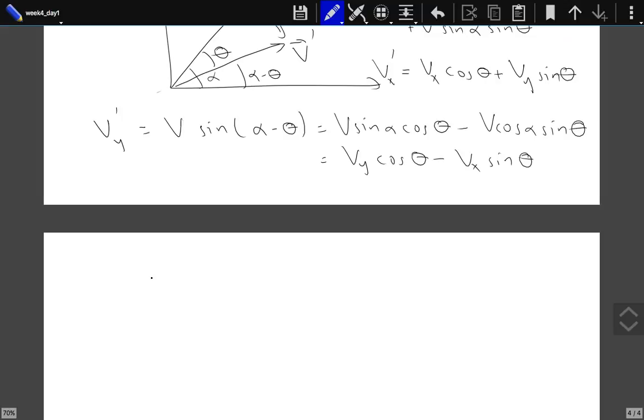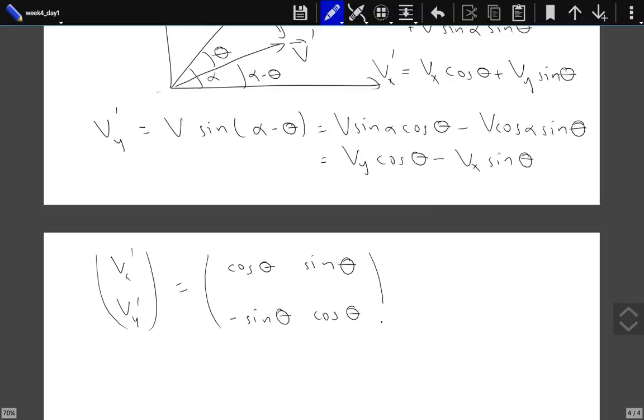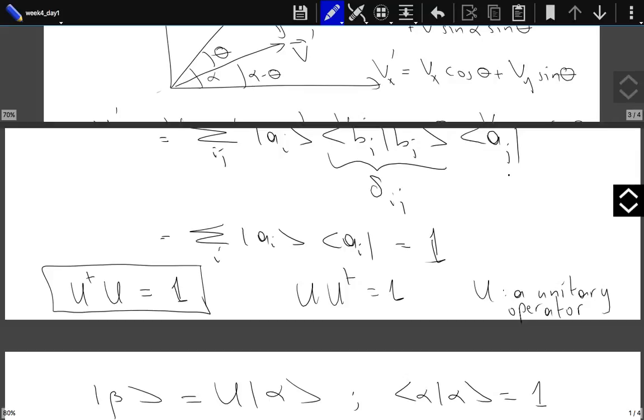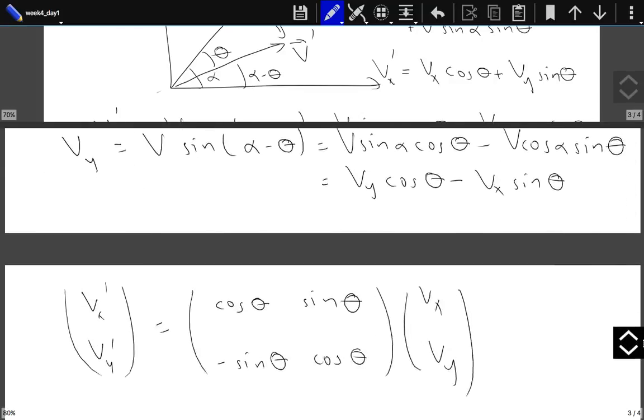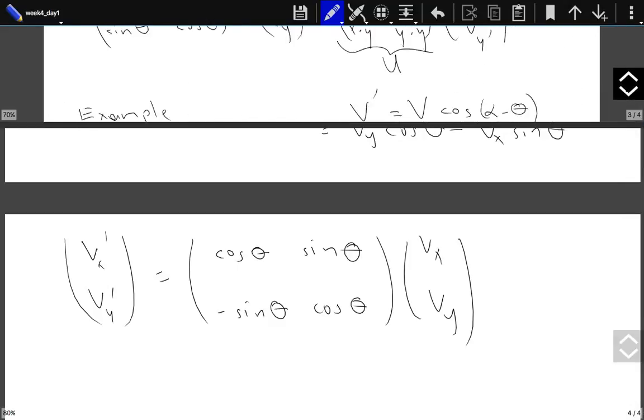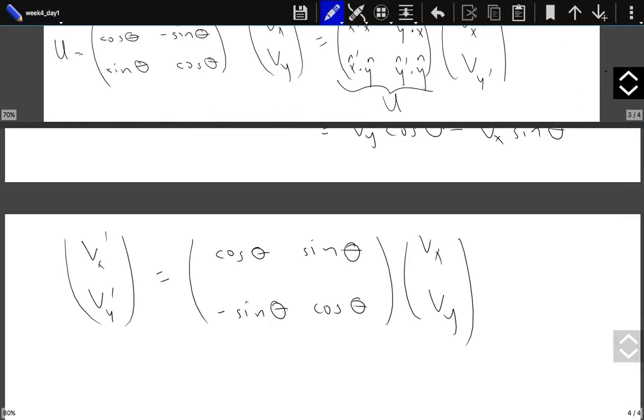And so I can just combine them. Vx prime, Vy prime is equal to the matrix cosine theta, sine theta, minus sine theta, cosine theta, acting on Vx, Vy. So this is what we had obtained, and in the previous case, that was our U.